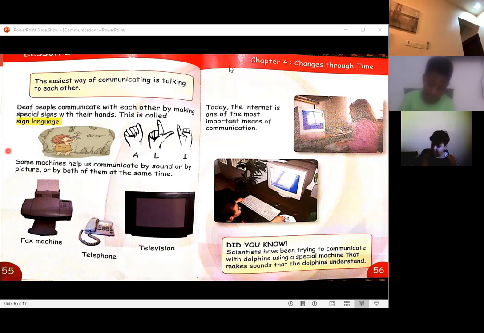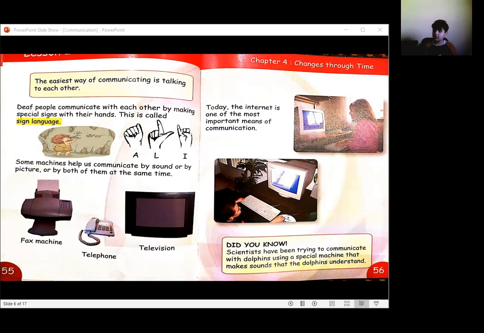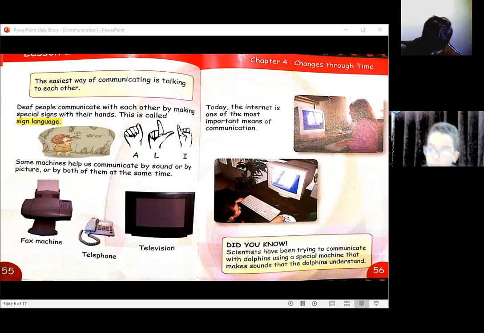Now look at this. Everyone make the sign. I want to see the sign. Please make the sign of letter A. How can we make the sign of letter A? Yes, I want to see the students make the sign of letter A. This is called sign language. Yes, very good. I can see Mahmoud Ayman.